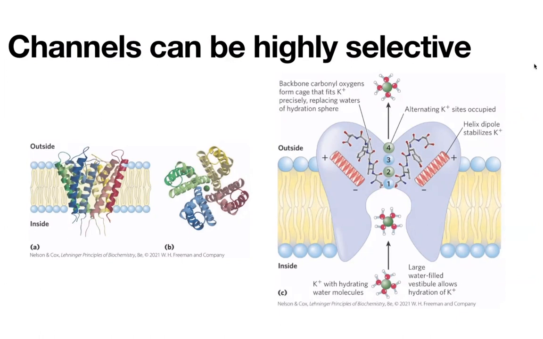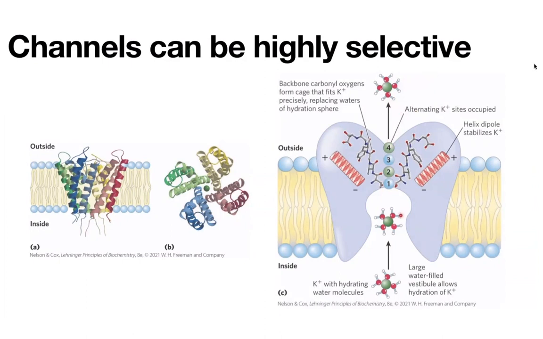So we have a lot of different channels and pumps and things like this for dealing with potassium and sodium. This is just one example. In this example, you can see that when the potassium is outside, it's going to be hydrated, so it's connected to these water molecules. Now, as it goes in, it's going to replace the bonds to the water molecules with bonds to the backbone carbonyl oxygens in this channel. This helps it get through the membrane with still favorable reactions. And then once it gets out, it can rehydrate.